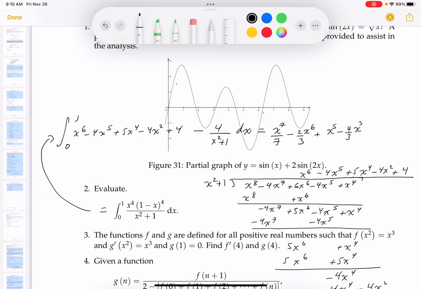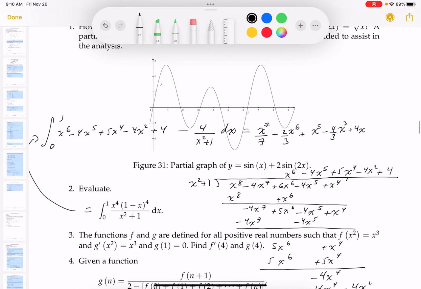x cubed plus 4x. And I hope you recognize the last guy as being a very easy antiderivative. And that's going to be minus 4 arctangent. Limits of integration go from 0 to 1.